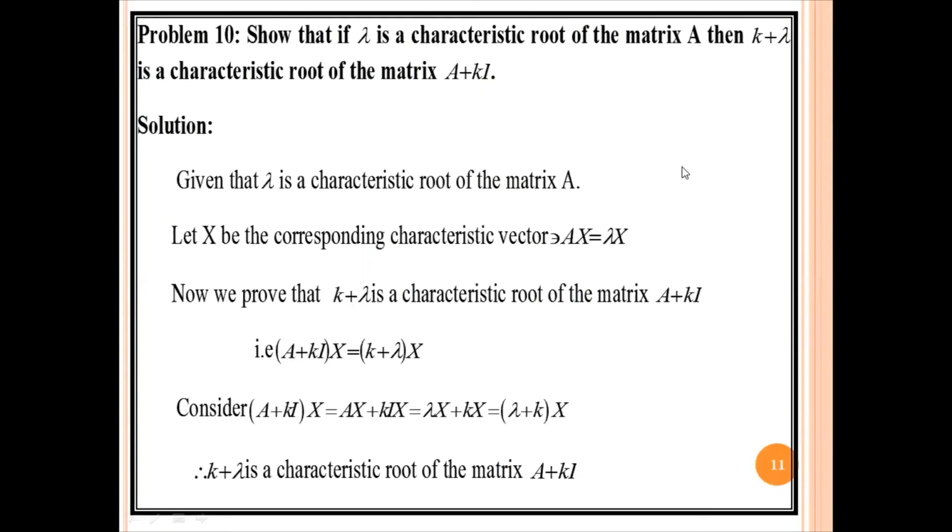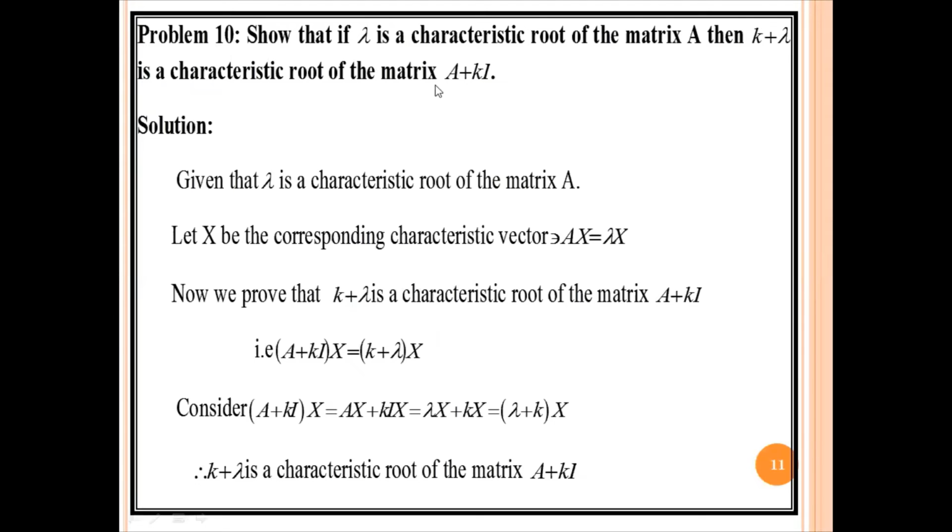Coming to the next one. Show that if lambda is a characteristic root of the matrix A, then k plus lambda is a characteristic root of the matrix A plus kI. Lambda is a characteristic root of the matrix A. Then k plus lambda is a characteristic root of A plus kI.